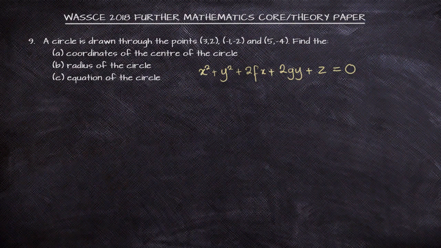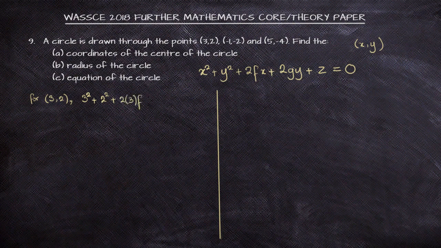Now, for the points that we are given, we can take each of those points and substitute the values of x and y into this general equation of the circle, and that will give us some set of equations that we can try and solve. So in the first case, for (3, 2), x is 3, y is 2. If you substitute in this equation, we are going to have 3 squared plus 2 squared plus 2f times x, and x is now 3, plus 2 multiplied by g, where y is 2, plus z is equal to 0.